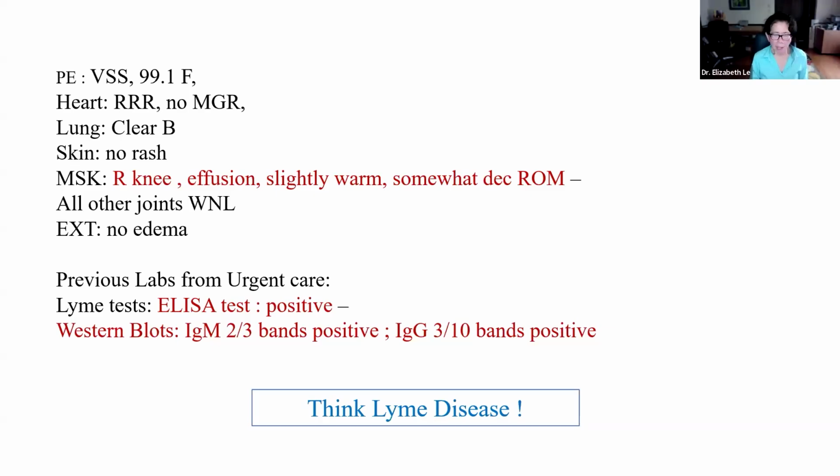The previous labs from the urgent care, when he went and was seen for his rash, showed that the Lyme ELISA test is positive, and on the Western blots, IgM has 2 out of 3 bands positive, IgG has 3 out of 10 bands positive. We have to think about Lyme disease.